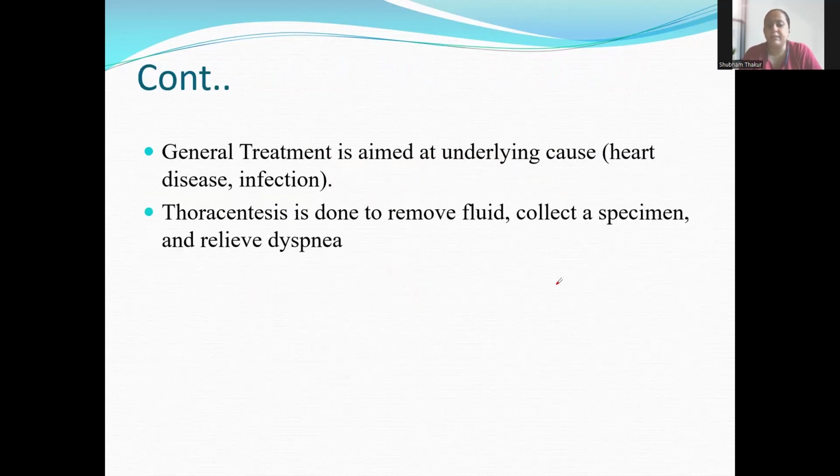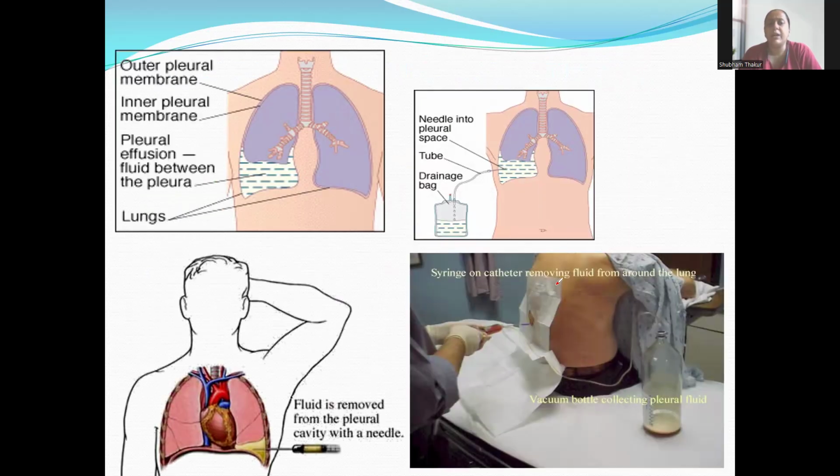Then with the help of this structure, we can know where the fluid is present in the patient's chest.